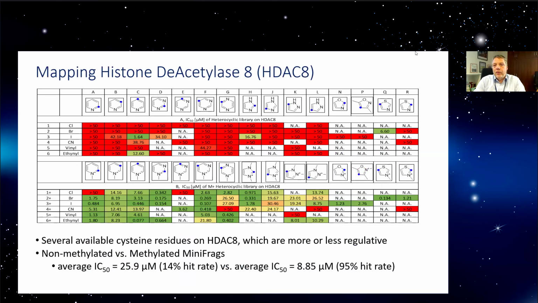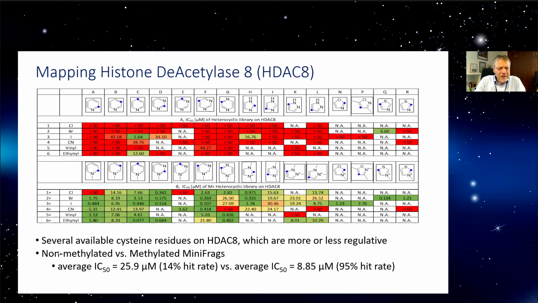Next, I would like to go to a somewhat more interesting target, and this is HDAC8. Here you can see the results of the first biochemical screening of the whole library against HDAC8. In this case, we observed only very few non-methylated MiniFrags, indicated by green, that showed some reactivity against HDAC8. In contrast, we found many of the methylated heterocycles that were able to label and inhibit HDAC8 very effectively. So this is a clear indication that high reactivity of these small fragments is very important to identify high quality starting points.